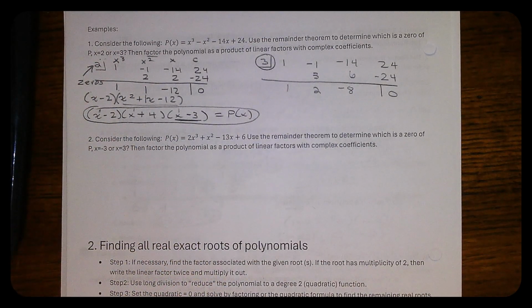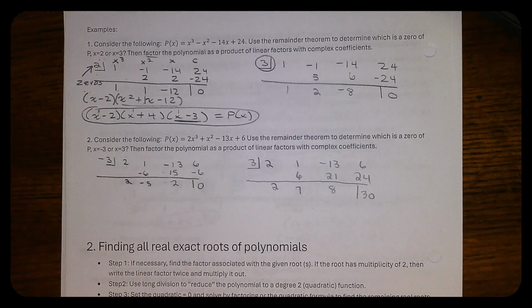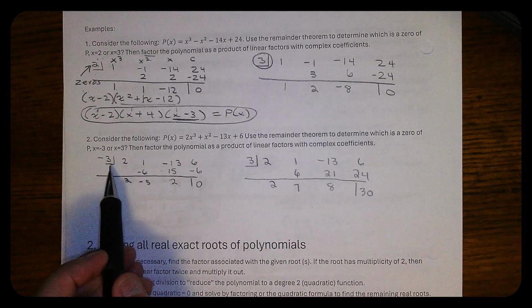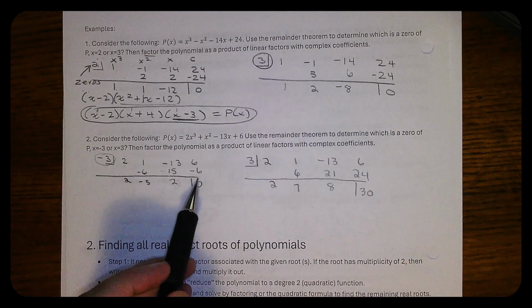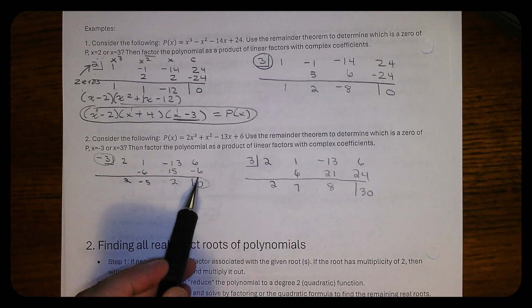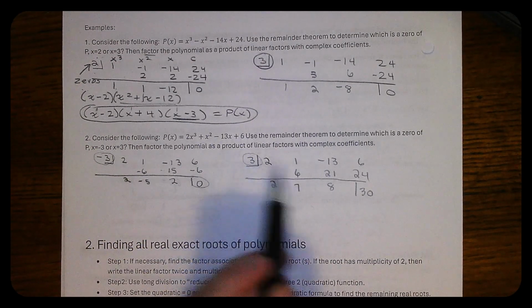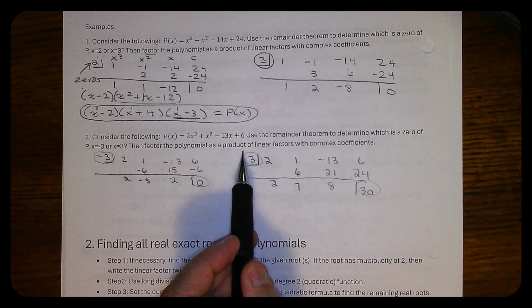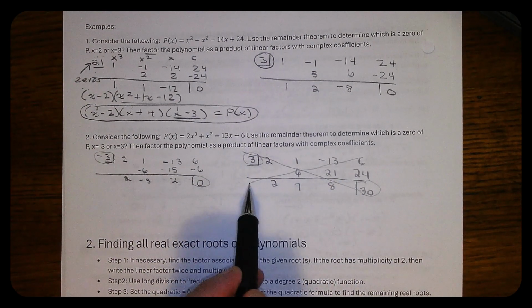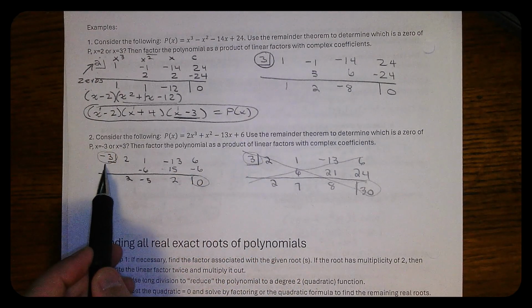All right, see if you can think through number 2 on your own, and then I'll come back with the answers. Okay, so this time I did both of them with synthetic division. So I checked -3 and I got a remainder of 0. All right, I checked 3 and I got a remainder of 30. Okay, so that means that 3 is not a 0, but -3 is.